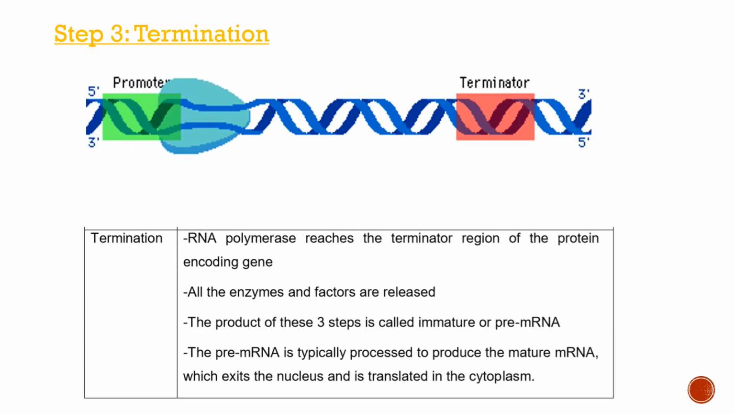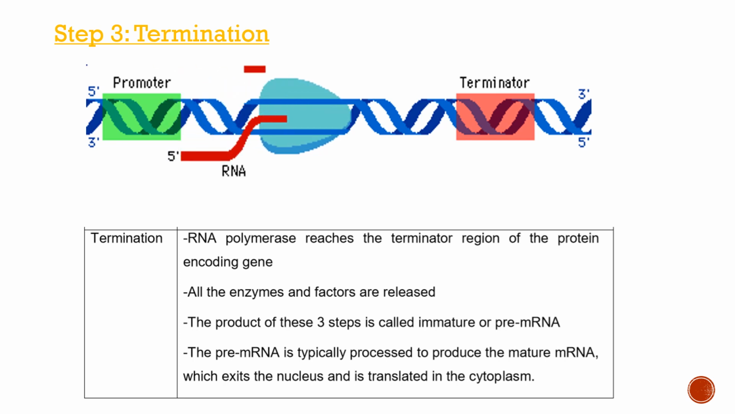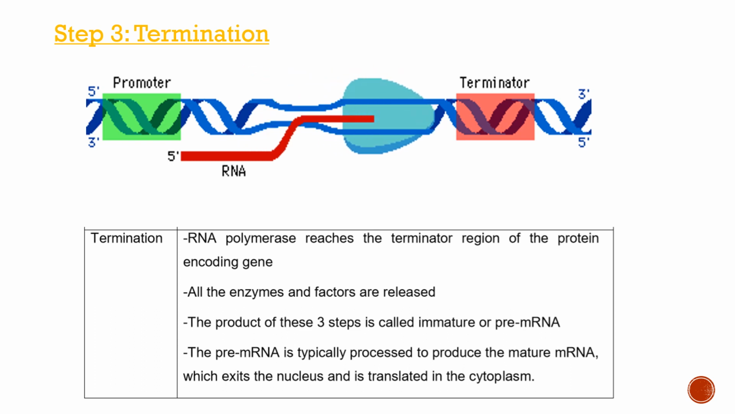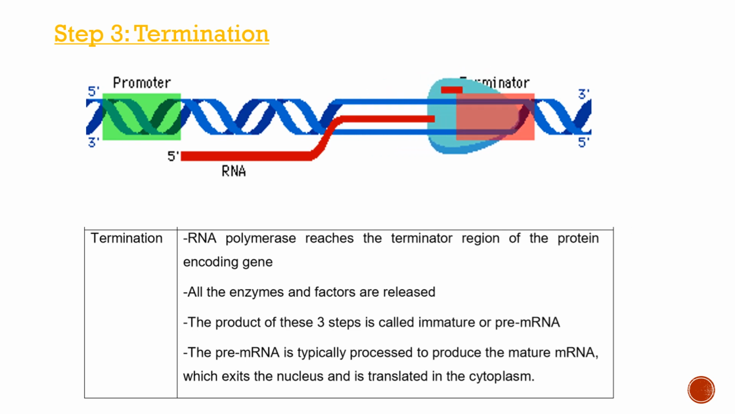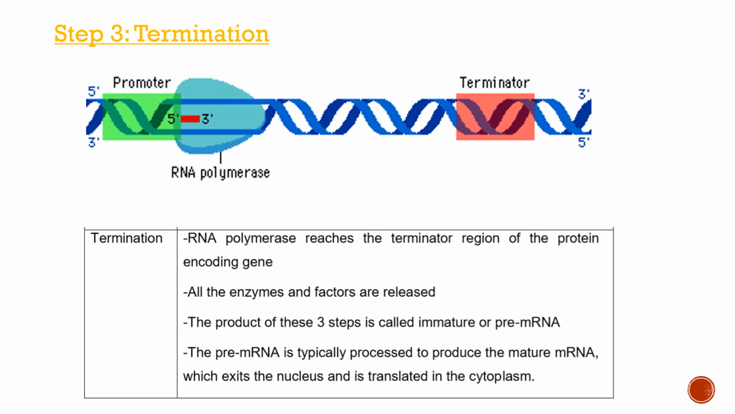So what happens next? RNA polymerase reaches the terminator region of the protein-encoding gene. And then when it reaches the terminator region, all of the enzymes and factors are released, and the product of these three steps is called the immature or pre-mRNA.